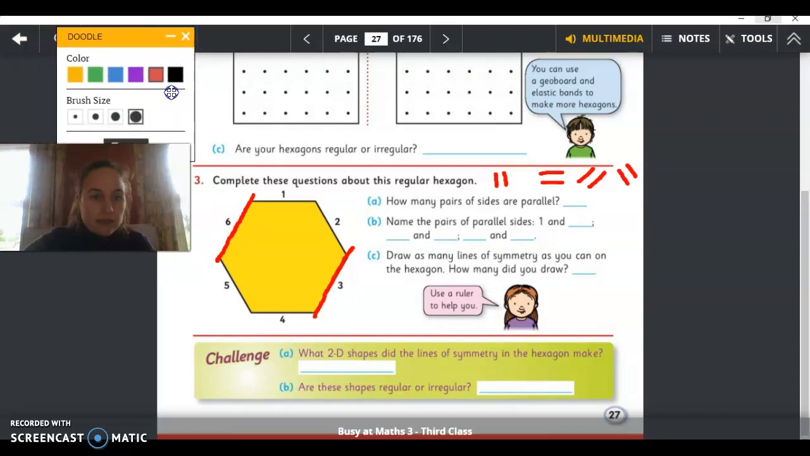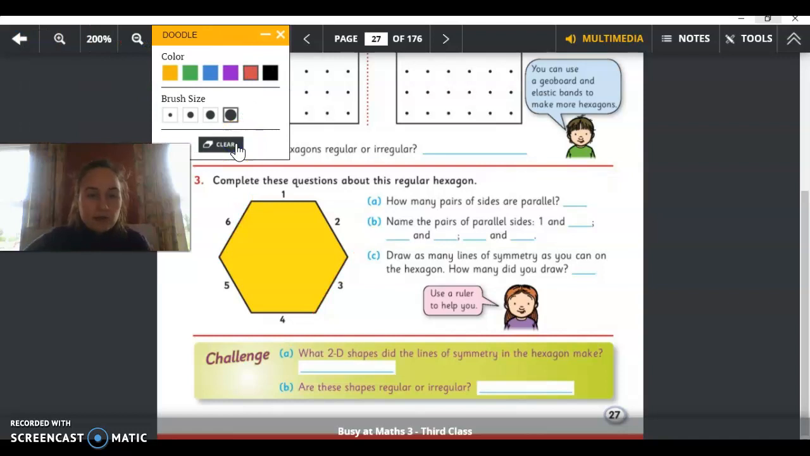I'm going to clear that now and I'm going to show you another pair. Okay, going in the opposite diagonal direction, we have this line and this line. So number 2 and number 5 are parallel lines because they would keep going and going if you were to do them straight with a ruler and continue on and never meet, okay, because they're opposite each other. So that's the second pair.